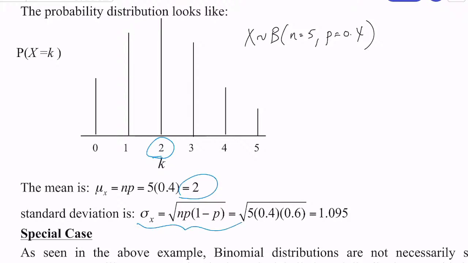So this is the formula for the standard deviation. This is the formula for the mean. So the mean of x is n times p. So again, you're using the parameters, right? And the standard deviation of the distribution is the square root of np times 1 minus p. So the variance is this.